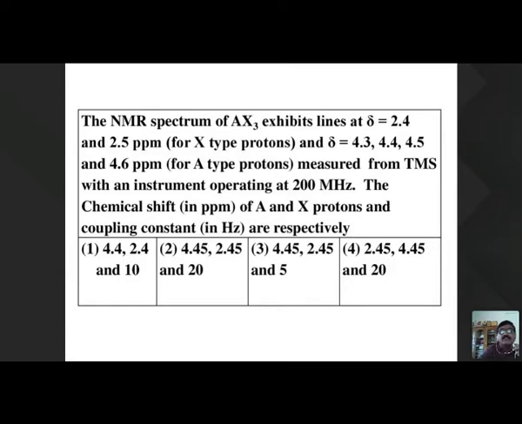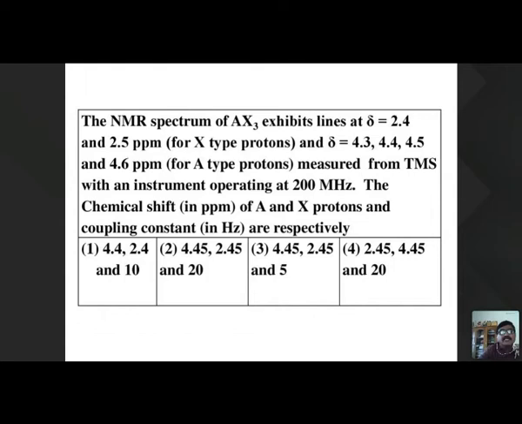The coupling constant you can decide from the gap between the lines, either these or these. The coupling constant will be the same because they are coupling partners. Therefore, whether you calculate with the A signal or the X signal, the value will be the same. Here the gap is 2.5 minus 2.4, which is 0.1 ppm. If you multiply by the operating frequency, you get the coupling constant. 0.1 into 200 gives 20. So 20 is the coupling constant.